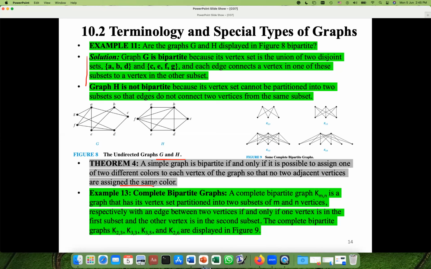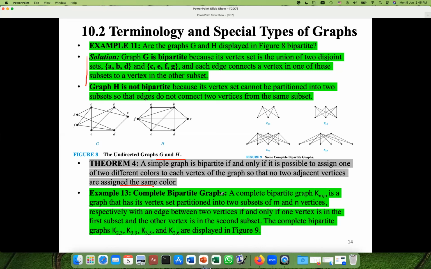It is just coloring. Otherwise, the concept is the same. But it is theorem 4. And now you have example 13, which is what? Complete bipartite graphs. What is a complete bipartite graph?